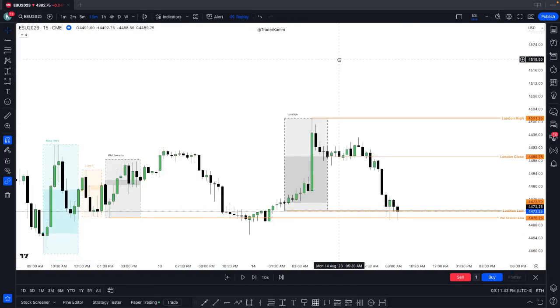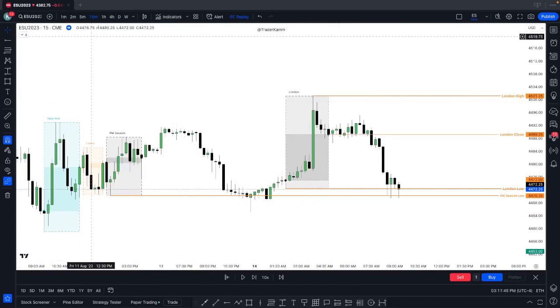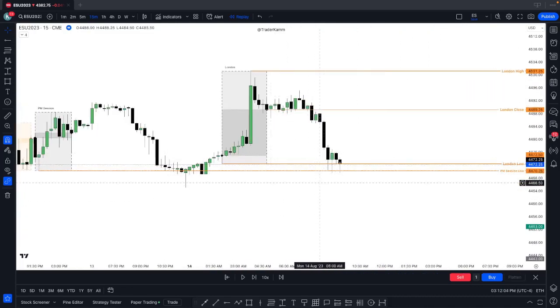Okay, so now we go down and look at a 15-minute chart. I just use this to mark out the highs and lows. So we've got the PM session, which is 1:30 to 4 p.m. I'm marking the low for that, the PM session low, and then the low and high of the London session. So right now we're sweeping below it.